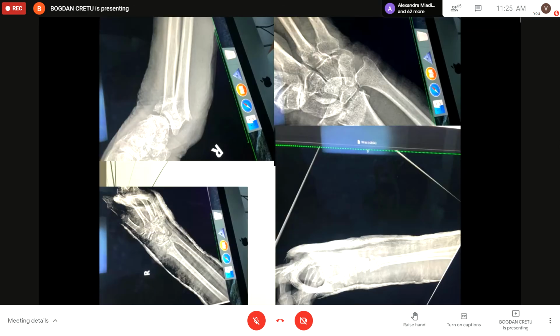Okay, let's go forward. Here we have another example of a fracture of only the distal part of the radius. It's an epiphyseal fracture of the radius that you can see was reduced and immobilized in an antebrachial cast. This is one of the most common lesions that we treat in the emergency room, in the orthopedic emergency room.